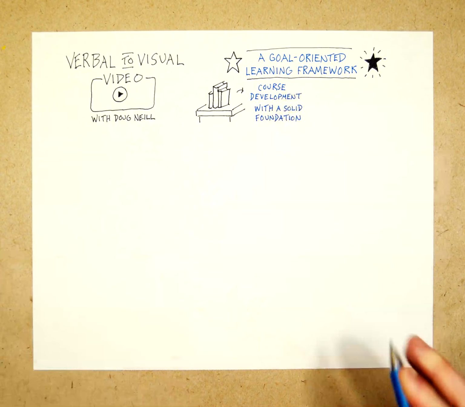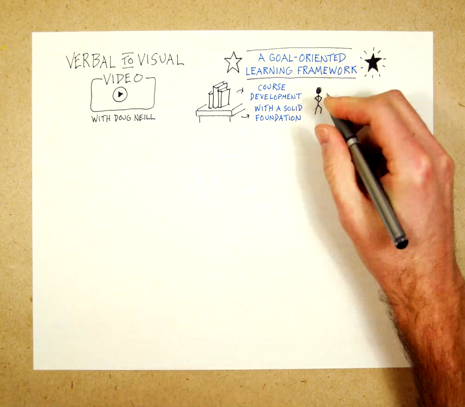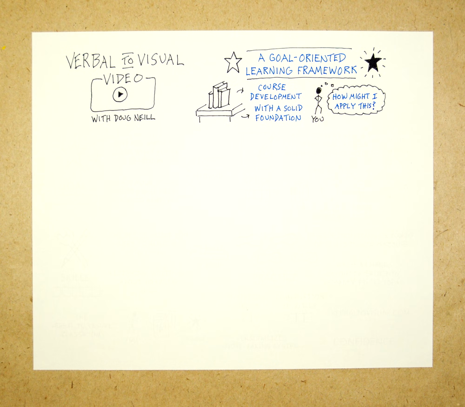I'll talk more about that course at the end of this video, but while I'm describing this learning framework, think about how you might be able to apply it to a particular skill or set of skills that you are trying to develop right now. This particular project here, Verbal to Visual, focuses on the development of note-taking skills, but I think this learning framework can be applied in a wide variety of settings.